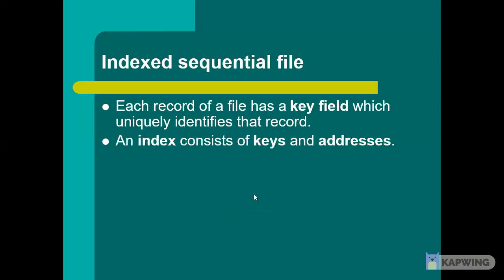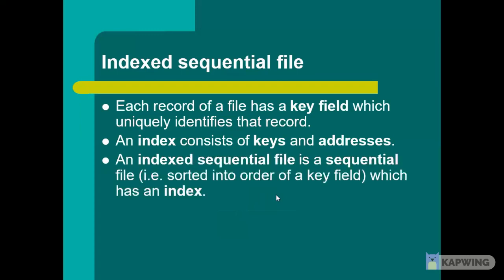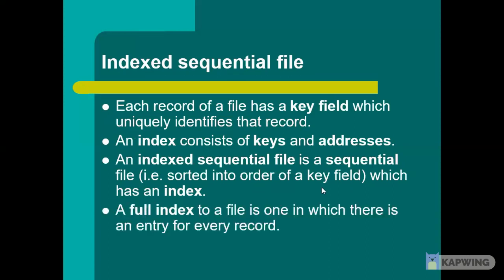An index consists of a key and an address. So here one index file will be there. That index file will consist of a key and the address of that record. Based on the key, we can find the location and the address of that record. An index sequential file is a sequential file that is stored in the order of the key field and which has an index. So we have the index, and records are stored sequentially by key field. A full index to a file is one in which there is an entry for every record. So the full index file will consist of an entry for every record, which can be found from the index file.